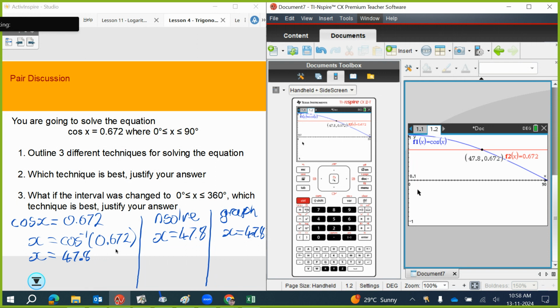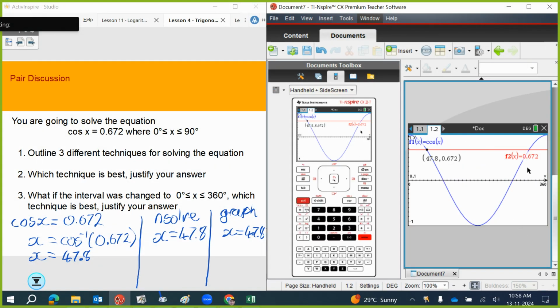NSOLVE is a little bit quicker. The graphical approach, you visually see the number of solutions. So you have to get a little bit careful. So if the strategy changes up to 0 to 360, we would double click here on this 90 and change our interval now from 0 to 360.